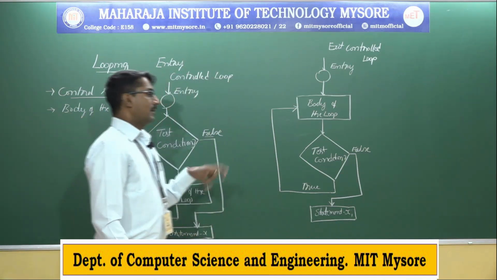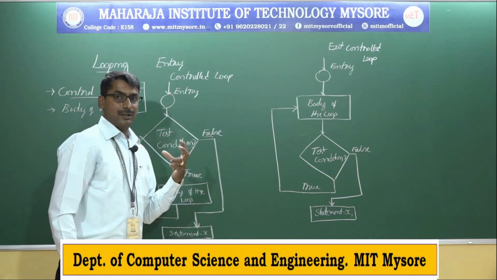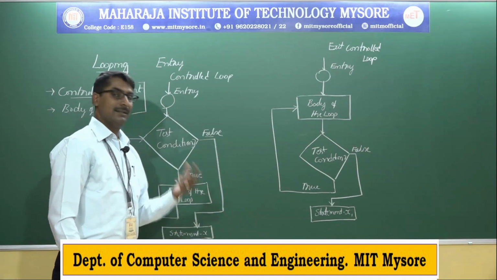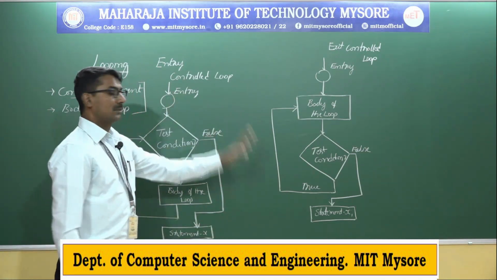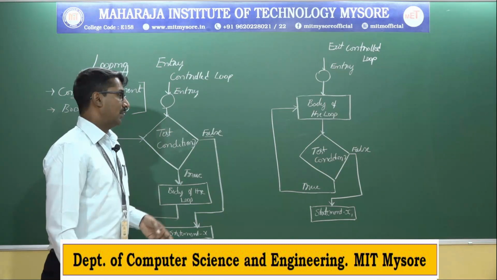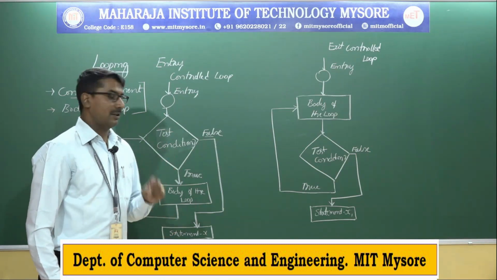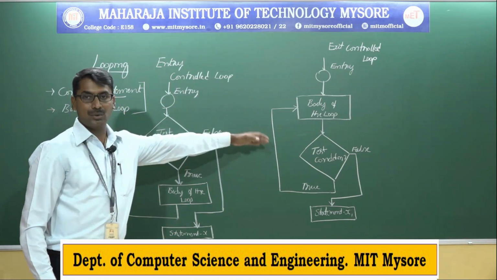So, in loops, there are two categories based on the control statement. Based on the position of the control statement, the loops are divided into two categories.